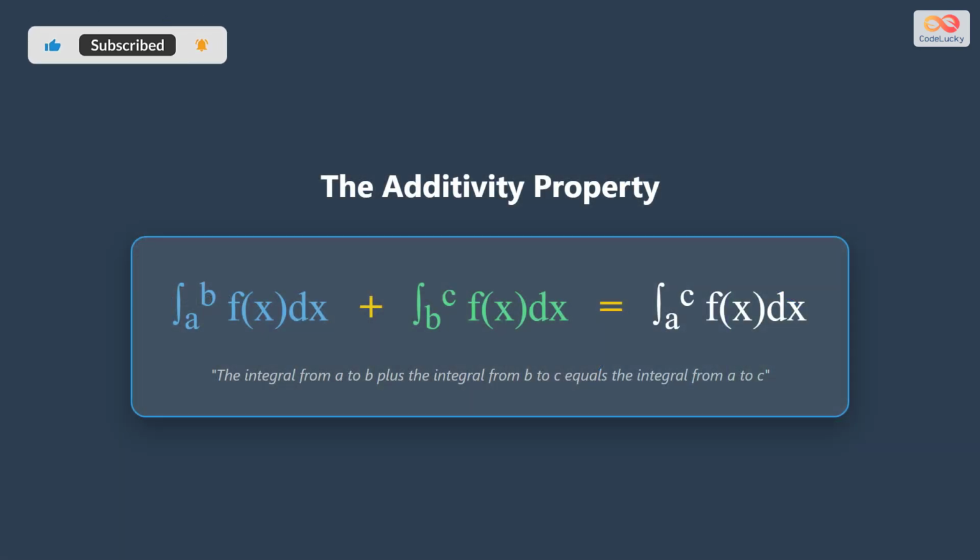We can write this relationship mathematically. The integral from a to b plus the integral from b to c is exactly equal to the integral from a to c. This is the property of interval additivity. It tells us that we can stitch two adjacent integrals together, or conversely, split one large integral into two smaller ones.